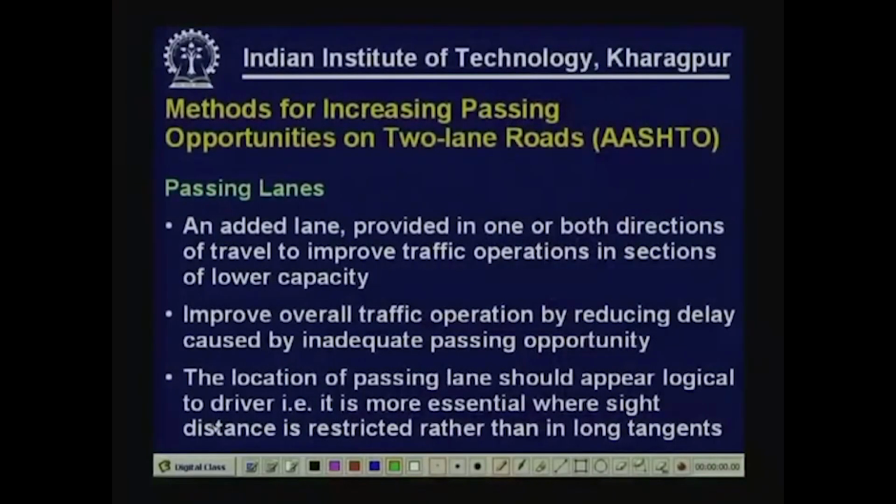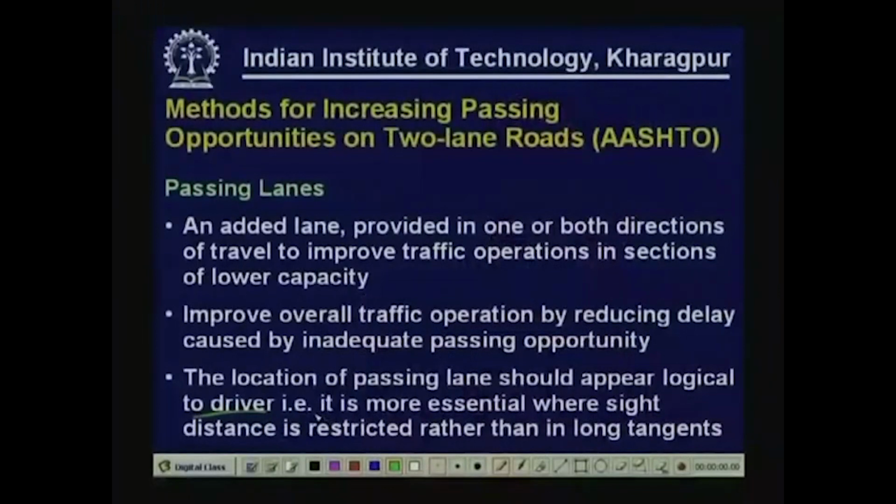So, you provide a passing lane, so that the slow moving vehicles start using the passing lane, and the through traffic lane is free for the vehicles to complete the passing maneuver easily. Now, the location of the passing lane should appear logical to the driver. Why are we saying this?